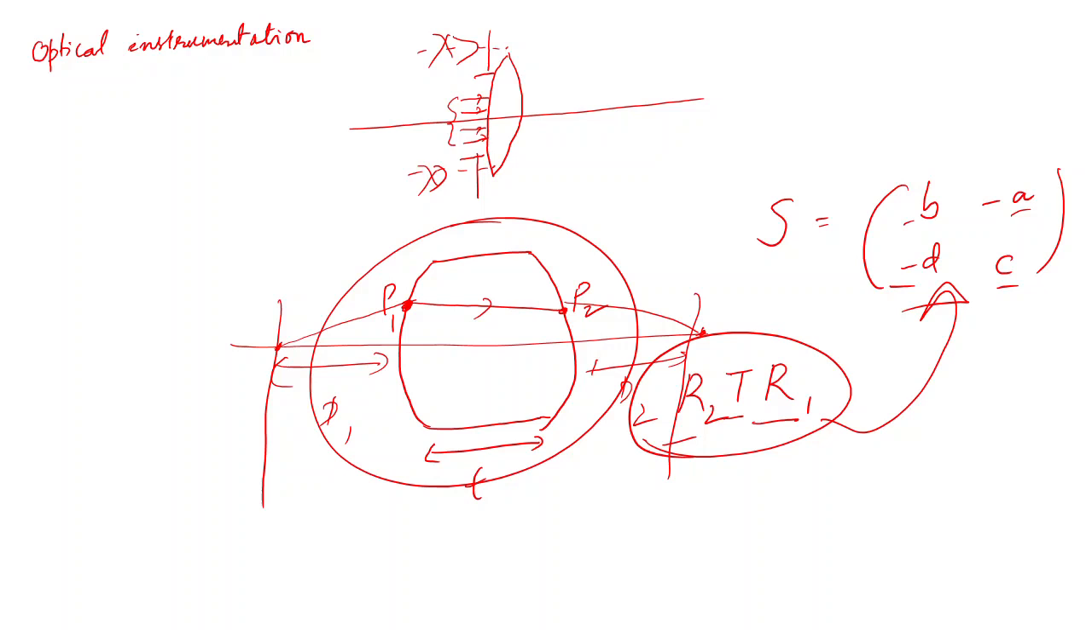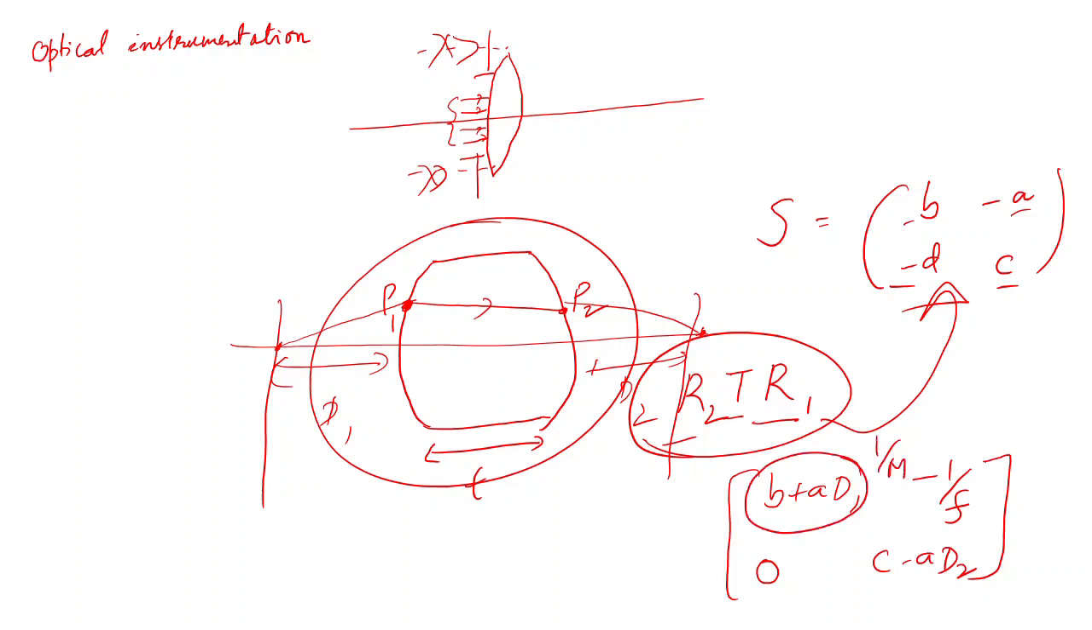And when we did that, we got a matrix, and if you recall, we got something like b plus ad1, minus 1 over the focal length f0, and c minus ad2. We saw that this was 1 over the magnification, and this was the magnification, and we set this basically to 1 over magnification, minus 1 over f0. This was the matrix to go from door to door.